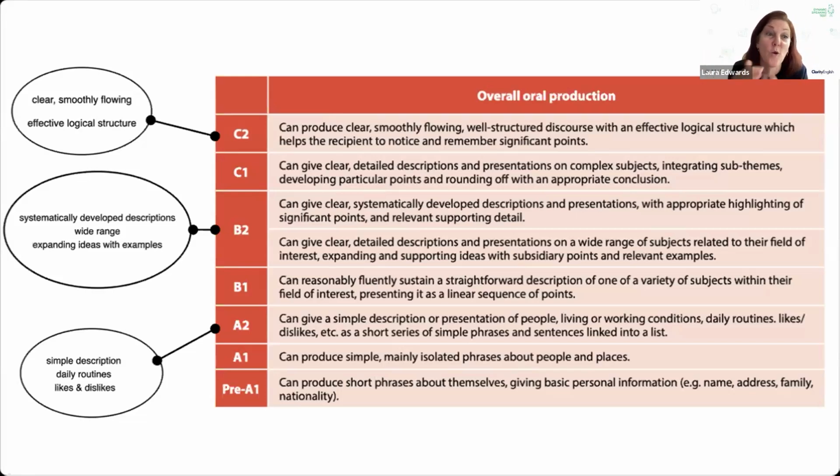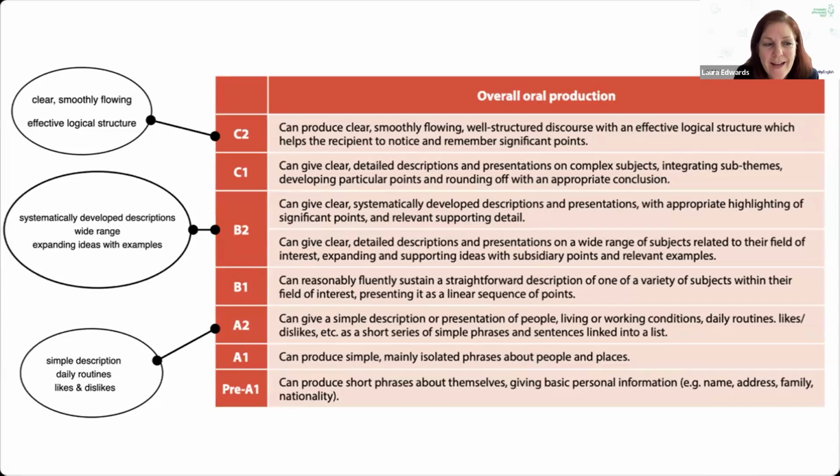Over here, this would be the goal at the end of secondary school. We would try to get the students in Germany that are learning English to a good B2 level. At that point, they can really use the language for most needs. Then C1, C2, we see here clear detailed descriptions, the complexity comes here, integrating sub-themes, developing points and having conclusions. There's a smoothness, a flow at C1. And then C2, clear, smoothly flowing, well-structured discourse.